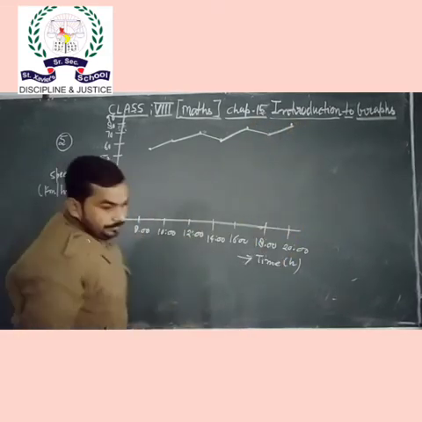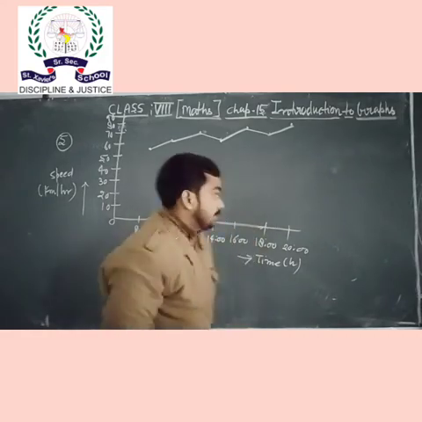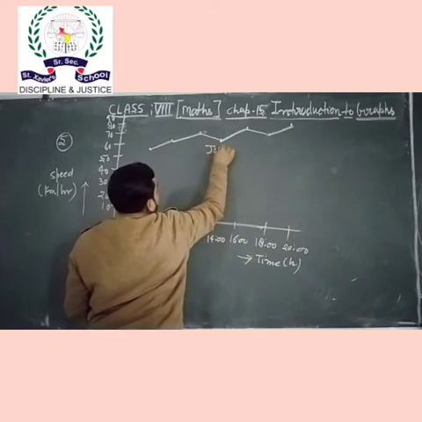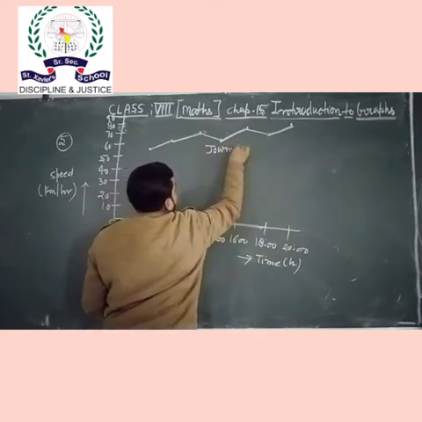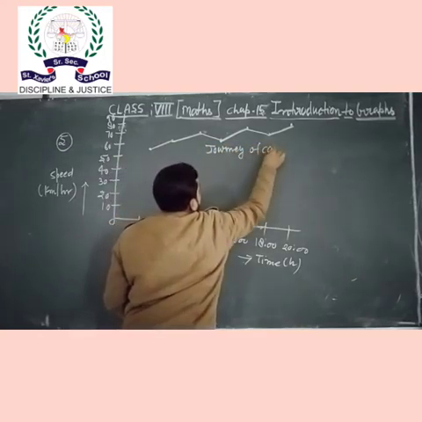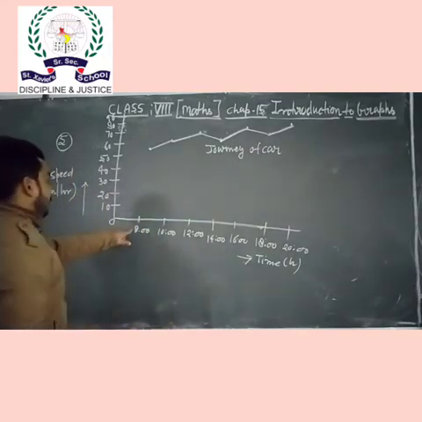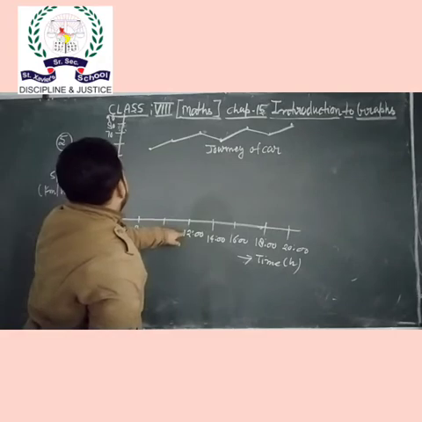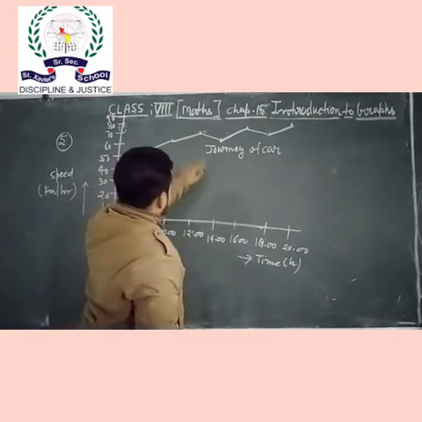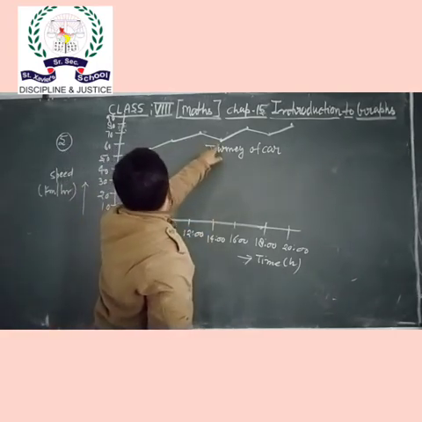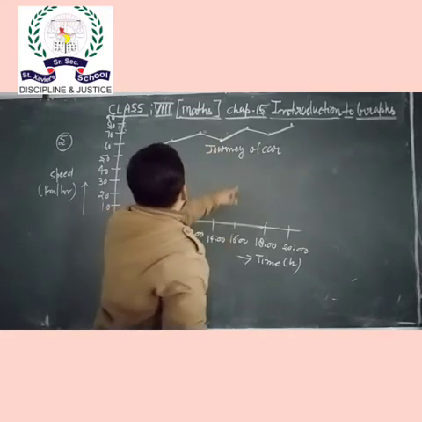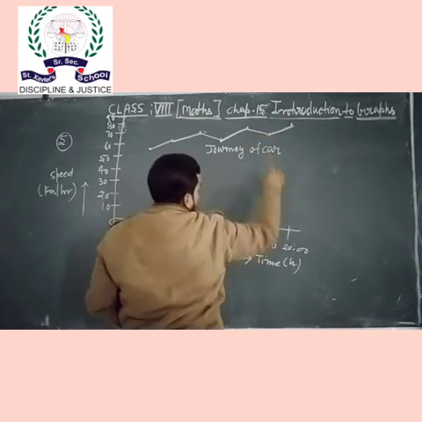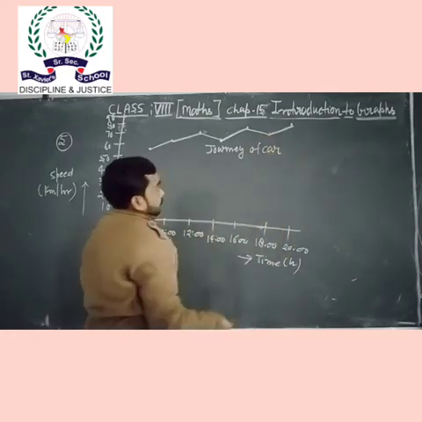This is your linear graph. This is the journey of a car. At 8 a.m., 55. At 10 a.m., 60. At 12, 65. At 14, 65. At 16, 70. At 18, 75. At 20, 80 km per hour.